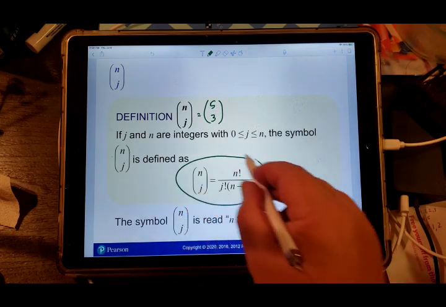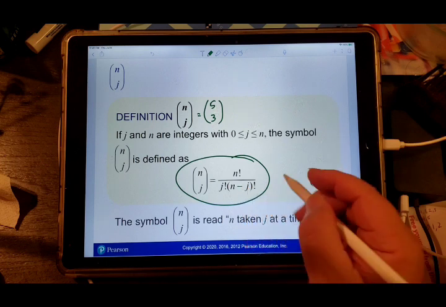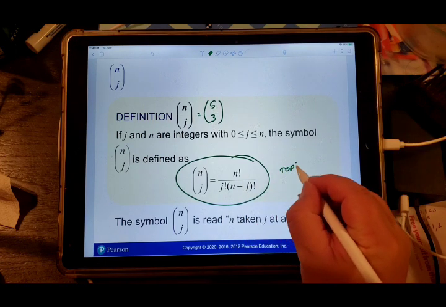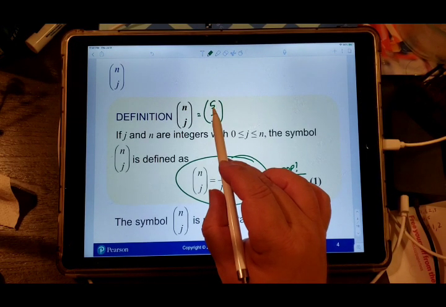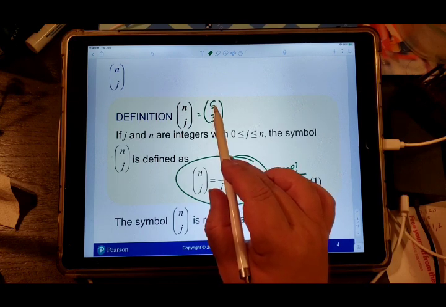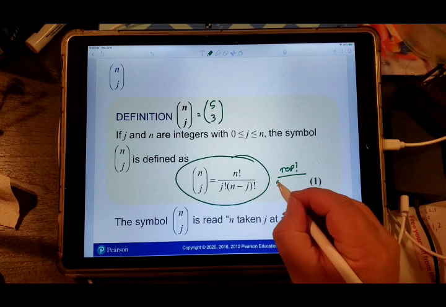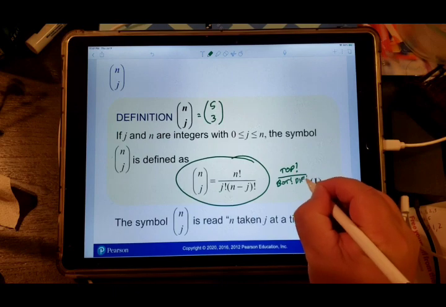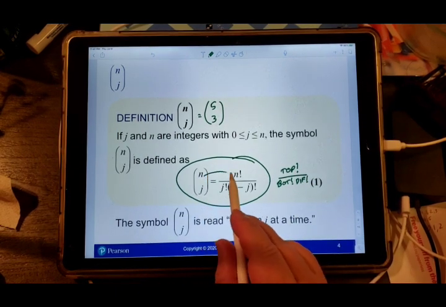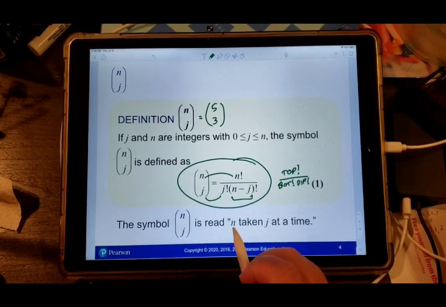Well, this is the formula we use to calculate this. And I like to summarize it as the top factorial. And I should say the top number is always greater than or equal to the bottom number. So the larger number will be here, or they'll be equal, and the smaller number will be there. Top factorial, the bottom factorial, and the difference factorial, n minus j.